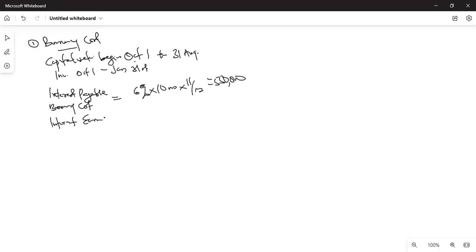Interest earned: 4% on the 3 million for the 4 months, and that is going to give us 40,000. So the amount to capitalize herein is going to give us 510,000.